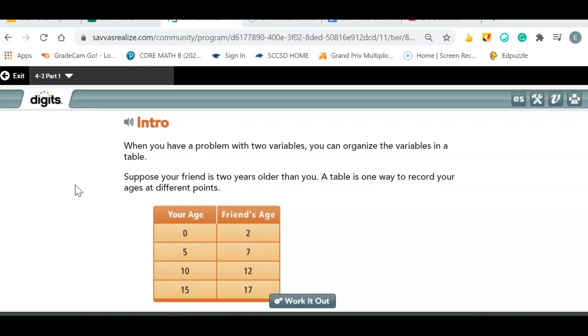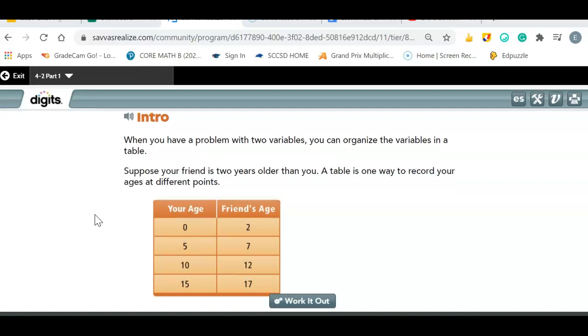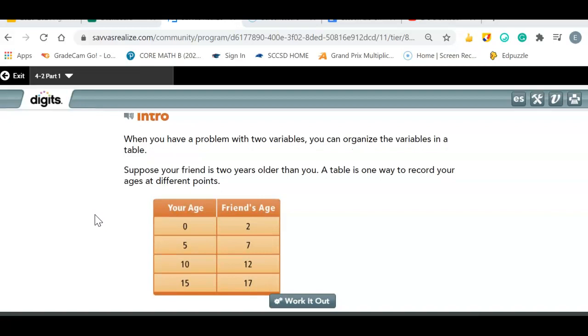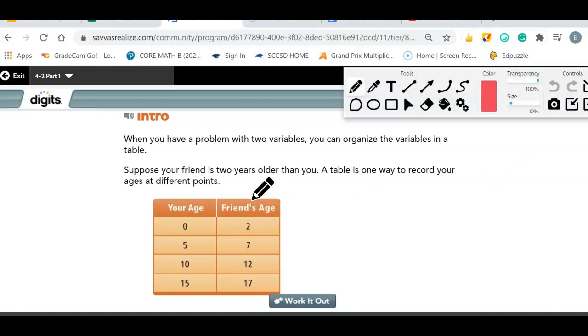Suppose your friend is 2 years older than you. A table is one way to record the ages of different points. So what we can do here is create this table. We can make it into a graph, and that's what we're going to be doing today. We can also create an equation. We have a couple of different things that are important here.